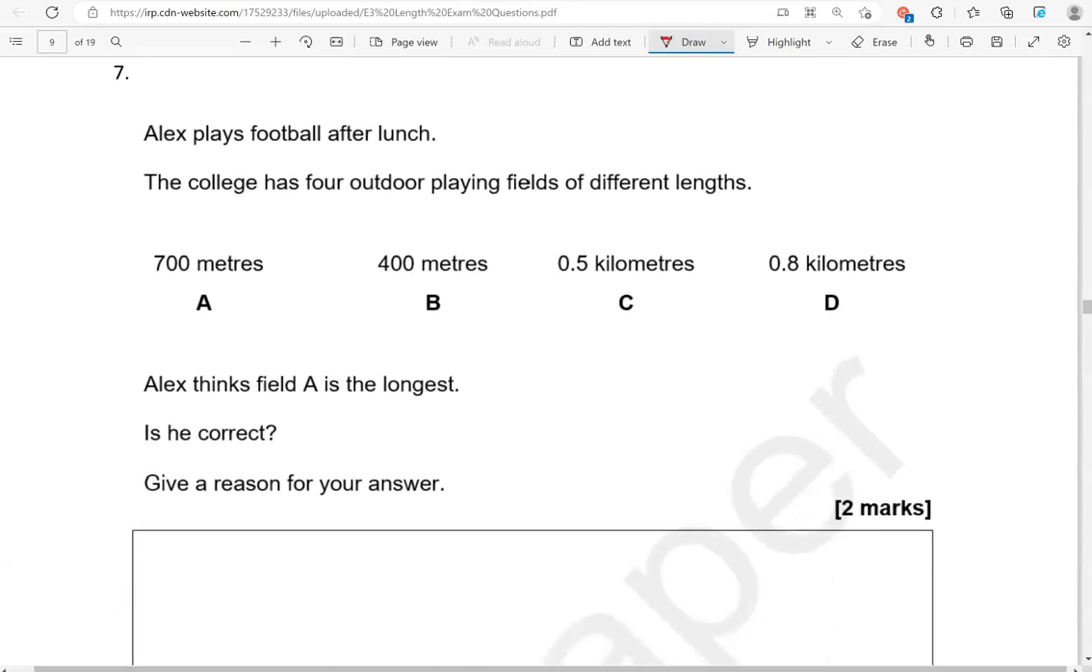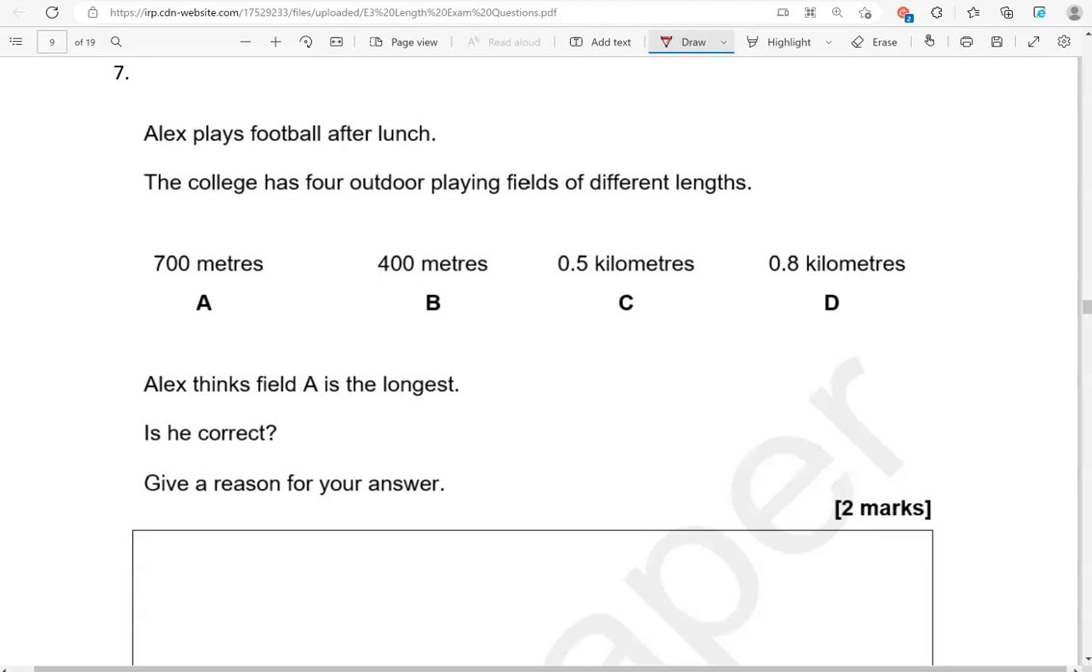Alex plays football after lunch. The college has 4 outdoor playing fields of different lengths: 700 meters, 400 meters, 0.5 kilometers, 0.8 kilometers. Alex thinks field A is the longest. Is he correct? Give a reason for your answer.